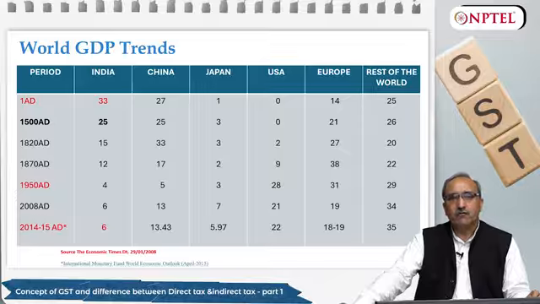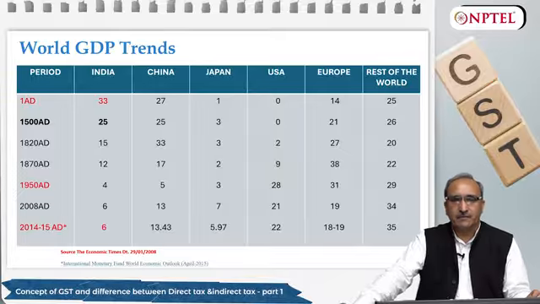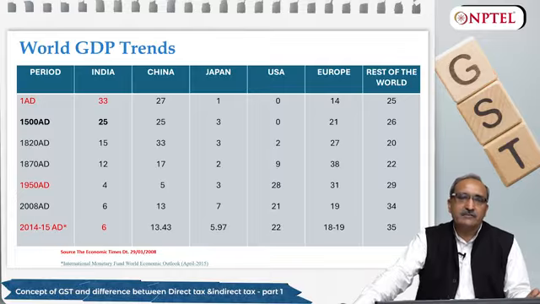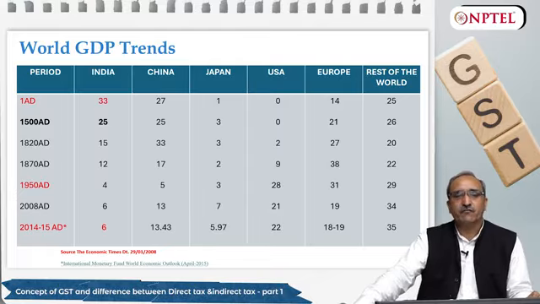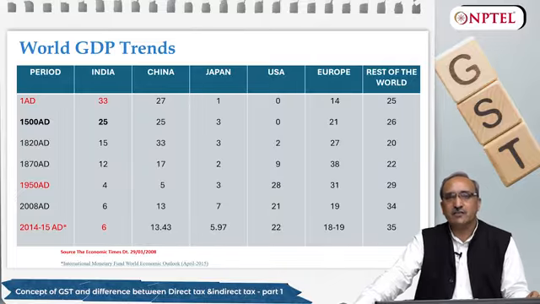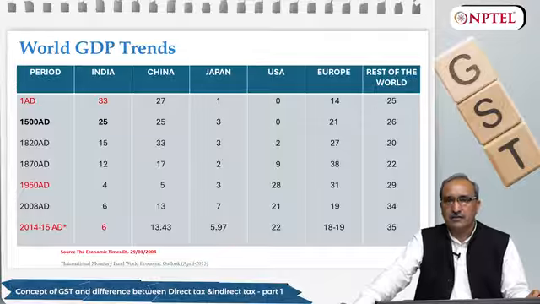Friends, before we discuss GST and other aspects of GST, I just want to share this information with you. Today we are in 2024. If I take you 2000 years back, in the year 180, the data available with us shows that India was contributing 33% to the world GDP, China was second at 27%, Japan at 1%, and the contribution of the USA was almost nil.